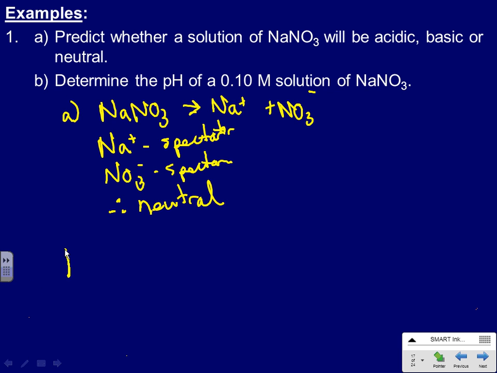Which makes part B a trick question. It doesn't matter how much of that stuff we have in it. What's the pH going to be? 7. Oh, trick question. No calculation needed.